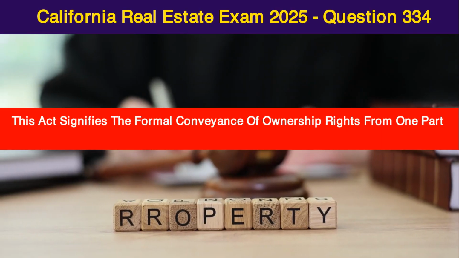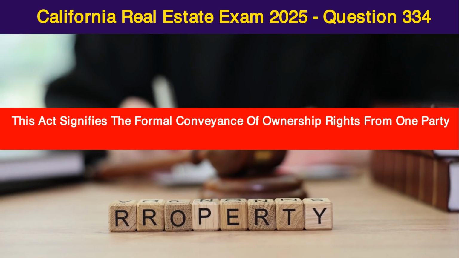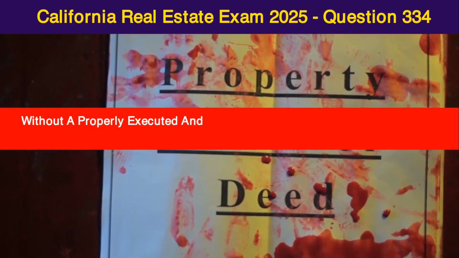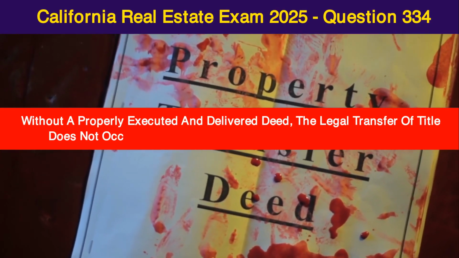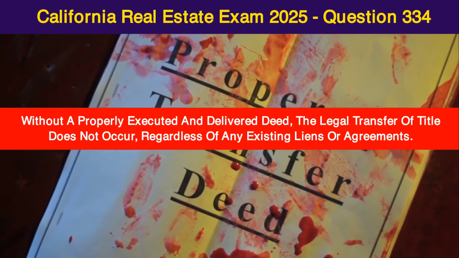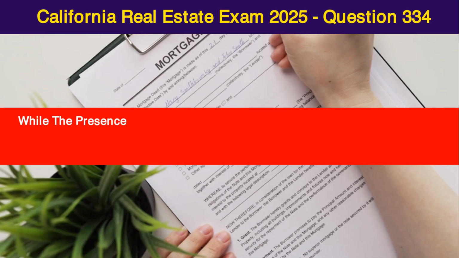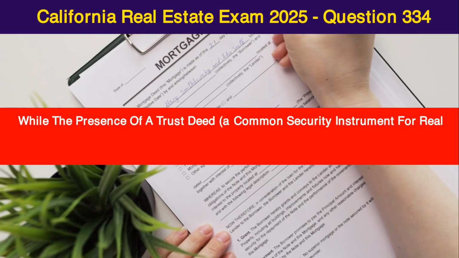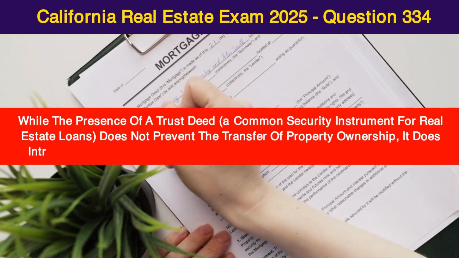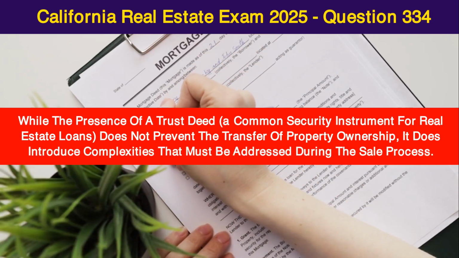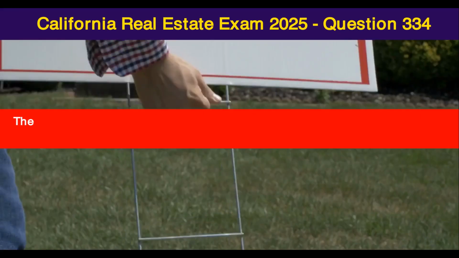This act signifies the formal conveyance of ownership rights from one party to the other. Without a properly executed and delivered deed, the legal transfer of title does not occur, regardless of any existing liens or agreements. While the presence of a trust deed, a common security instrument for real estate loans, does not prevent the transfer of property ownership, it does introduce complexities that must be addressed during the sale process.